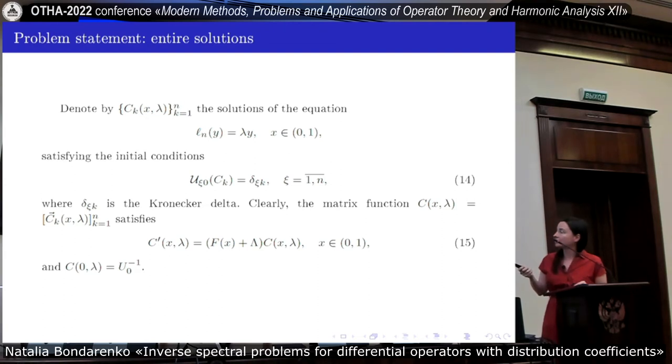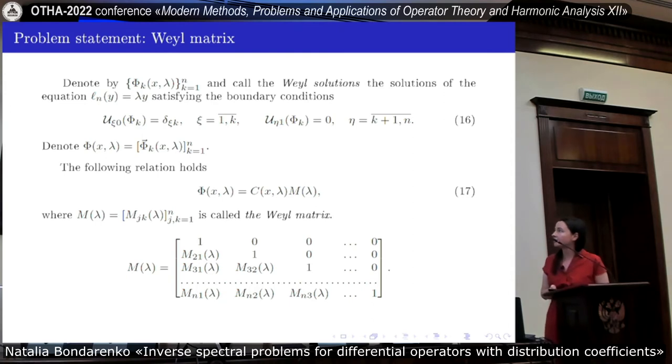We also can construct the matrix function C of x lambda, whose columns are the columns of quasi derivatives of the corresponding solutions. Obviously, it satisfies the system 15, and it satisfies the certain initial condition. So C of x lambda is the solution of the initial value problem, and that's why it's entire in lambda for each fixed x.